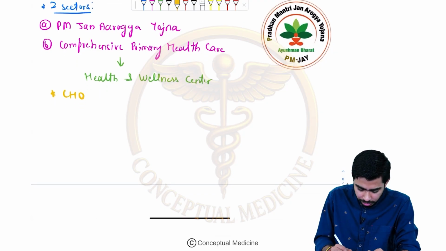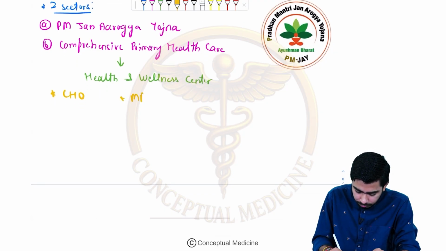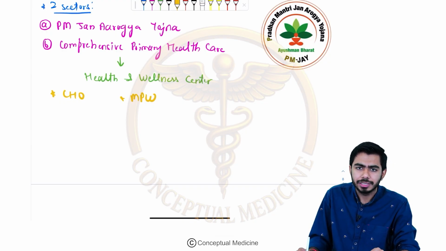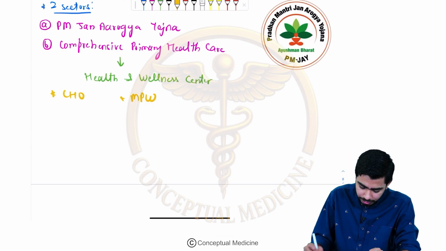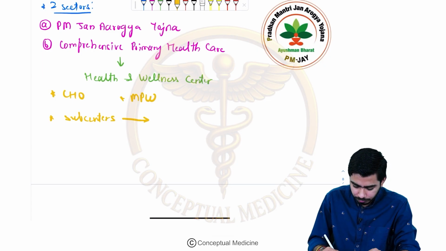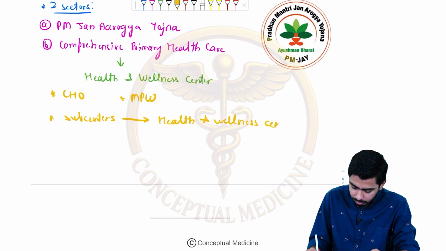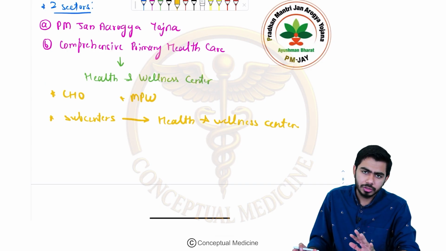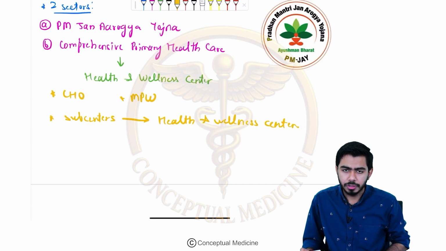Then there could be the multi-purpose worker. They are selected under this particular scheme, the Ayushman Bharat scheme from the government side, and sub centers are being upgraded to the health and wellness center under this scheme only. So this is the scheme they are talking about in this case.